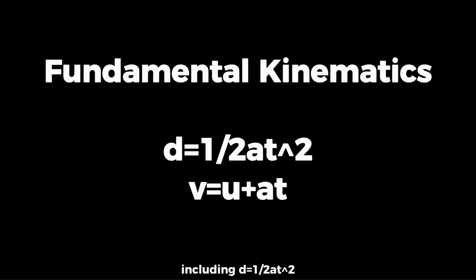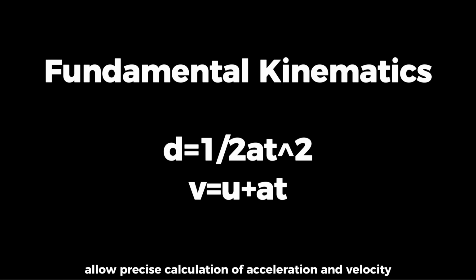Kinematics equations, including d equals 1/2 at squared and v equals u plus at, allow precise calculation of acceleration and velocity from measured distances and time. Because the movie never states numerical speeds, these equations translate observed motion into quantifiable physics.